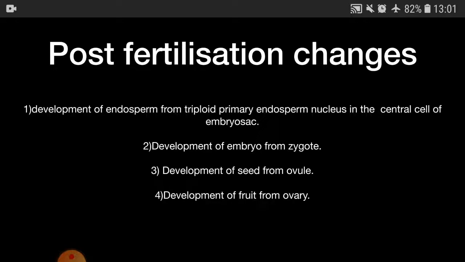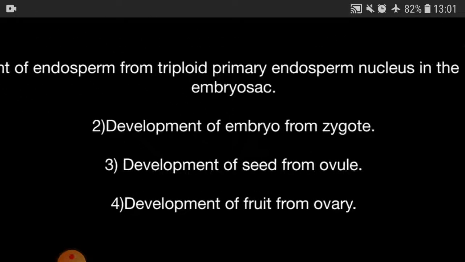Now the major events which take place during this are displayed on your screen, and we are going to take one by one all these events. So the first is the development of endosperm from diploid primary endosperm nucleus in the central cell of embryo sac. Second is the development of embryo from diploid zygote. Third is the development of seed from ovule, and last is development of fruit from ovary.